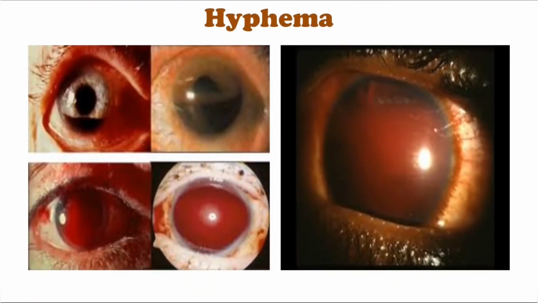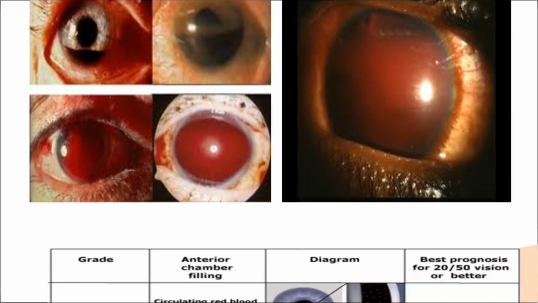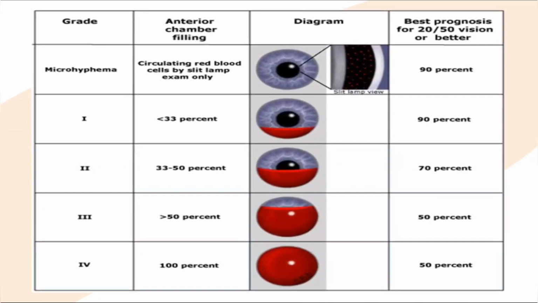We have hyphemia, which is usually due to blunt trauma. There is collection of blood in the anterior chamber. It has different degrees. Sometimes it involves all the eye. You have to call the ophthalmologist, put the patient in a sitting position, and give them a painkiller.